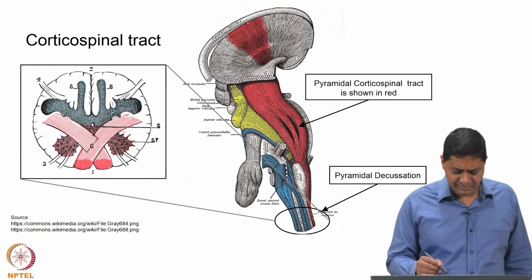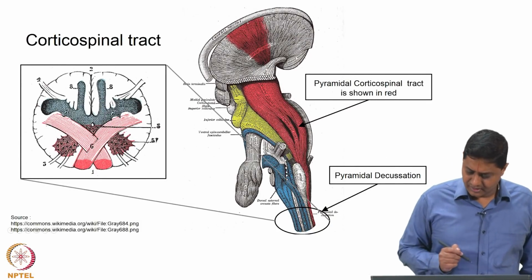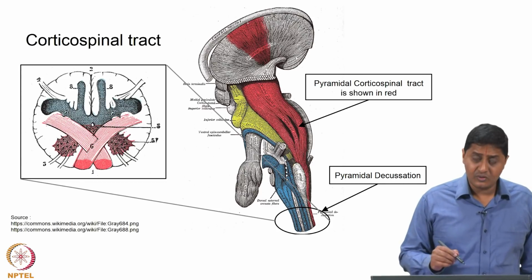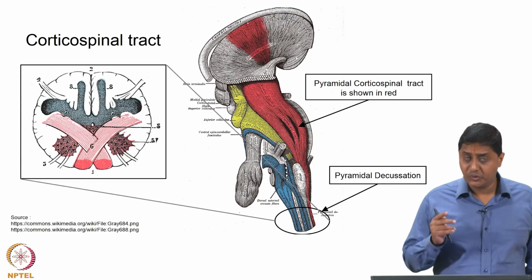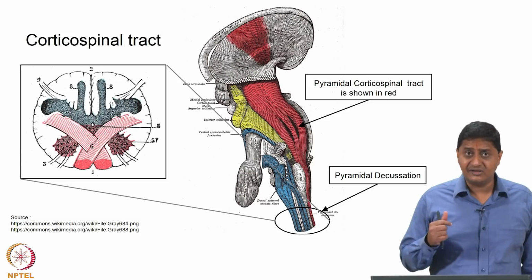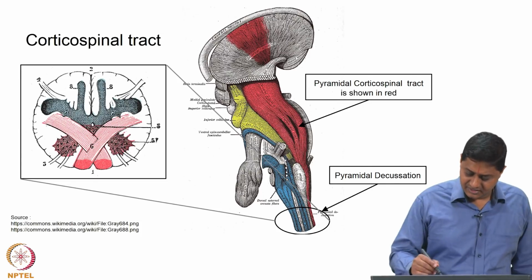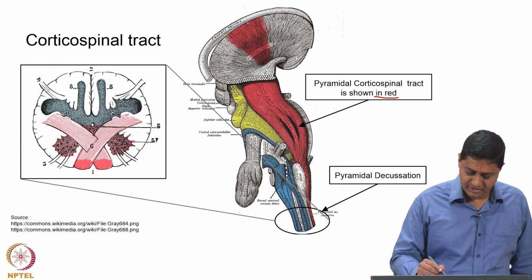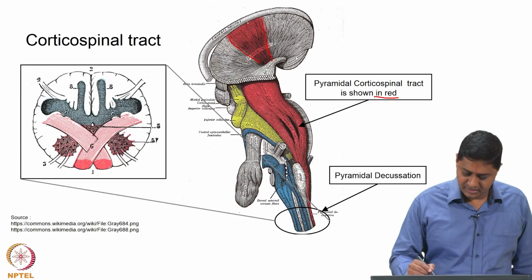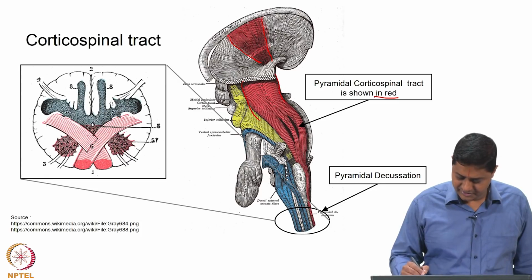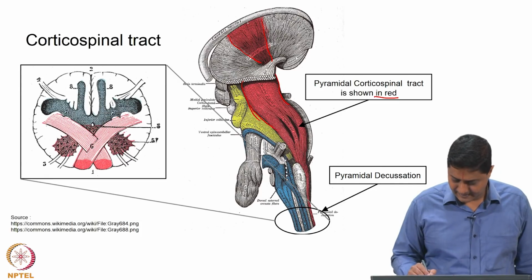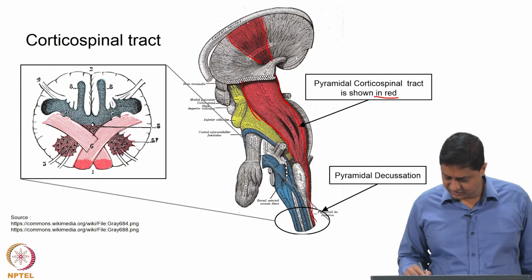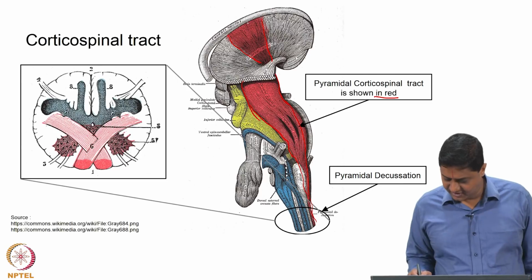Now, a picture showing this pyramidal tract. Note that the pyramidal tract is composed of two, one is the corticospinal tract, the other is the corticobulbar tract. This is shown in red here. So, it is coming like that, and then it comes out like that through the cerebral peduncle, okay. And then it is seen here.